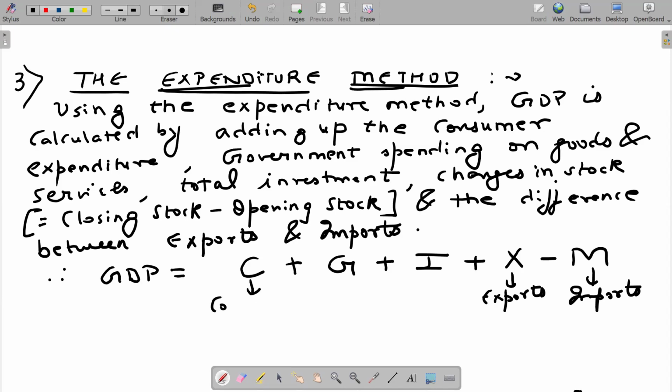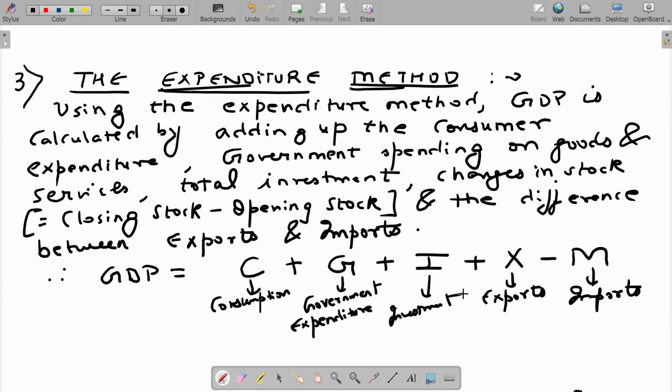C denotes consumption. G denotes government expenditure. I denotes investment. X and M denote exports and imports. So the GDP using the expenditure approach is C plus I plus G plus X minus M. And this is also, by the way, called the national income identity. Okay, so hoping students have understood this.